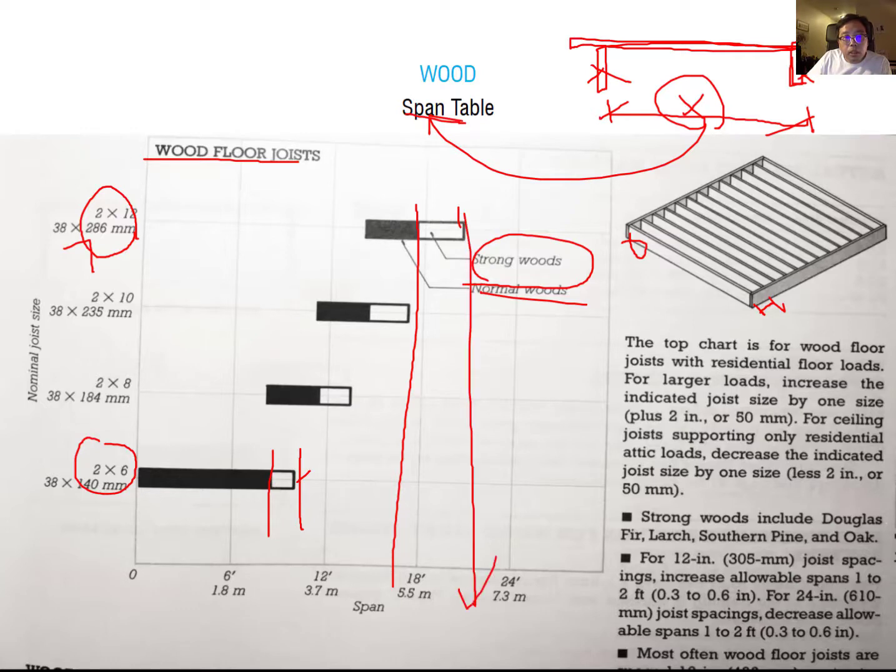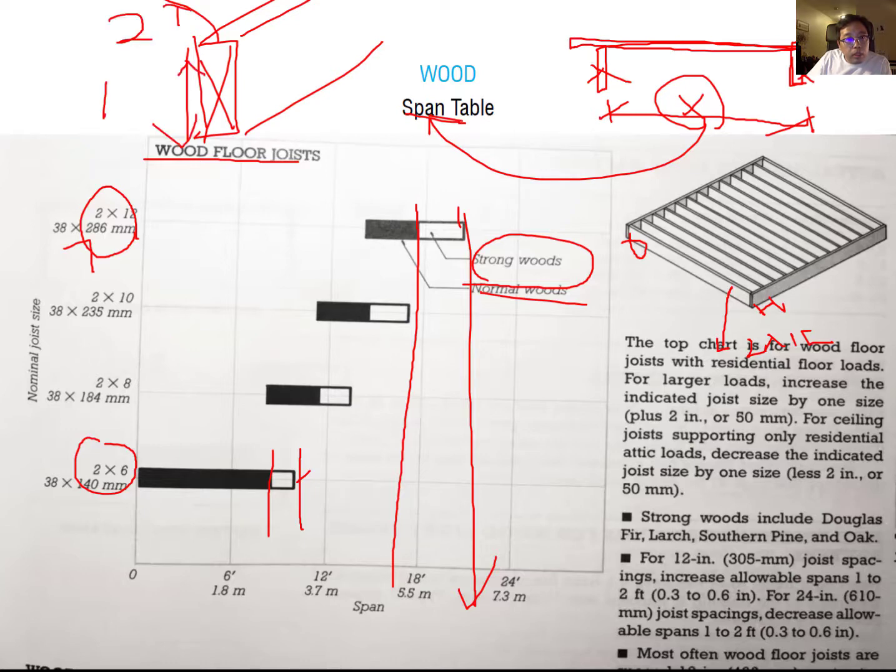So you can simply understand it when you're using this joist, the 2x12. So 2x12 means you have this joist here, right? Which is here is 2, and then here is about 12. Okay, so 2 by 12. When you use the 2 by 12 joist, your span can reach up to 22 feet when you use the strong wood. It means this one can be 22 feet.